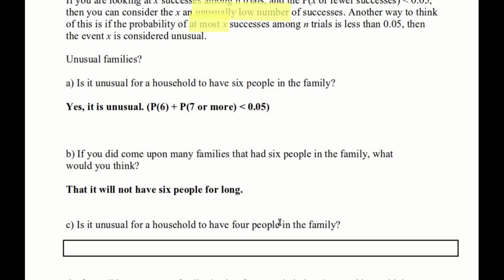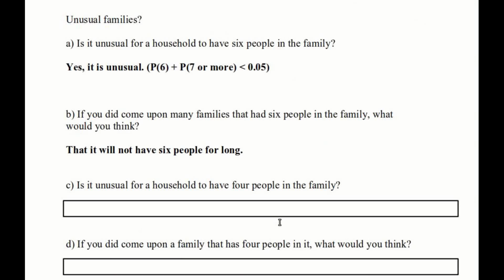But if you came across many families like this, I think the simplest explanation would be that it's part of a progression. They currently have a lot of people in their household that will increase to 6 and then decrease, or it might simply be a cultural attribute.